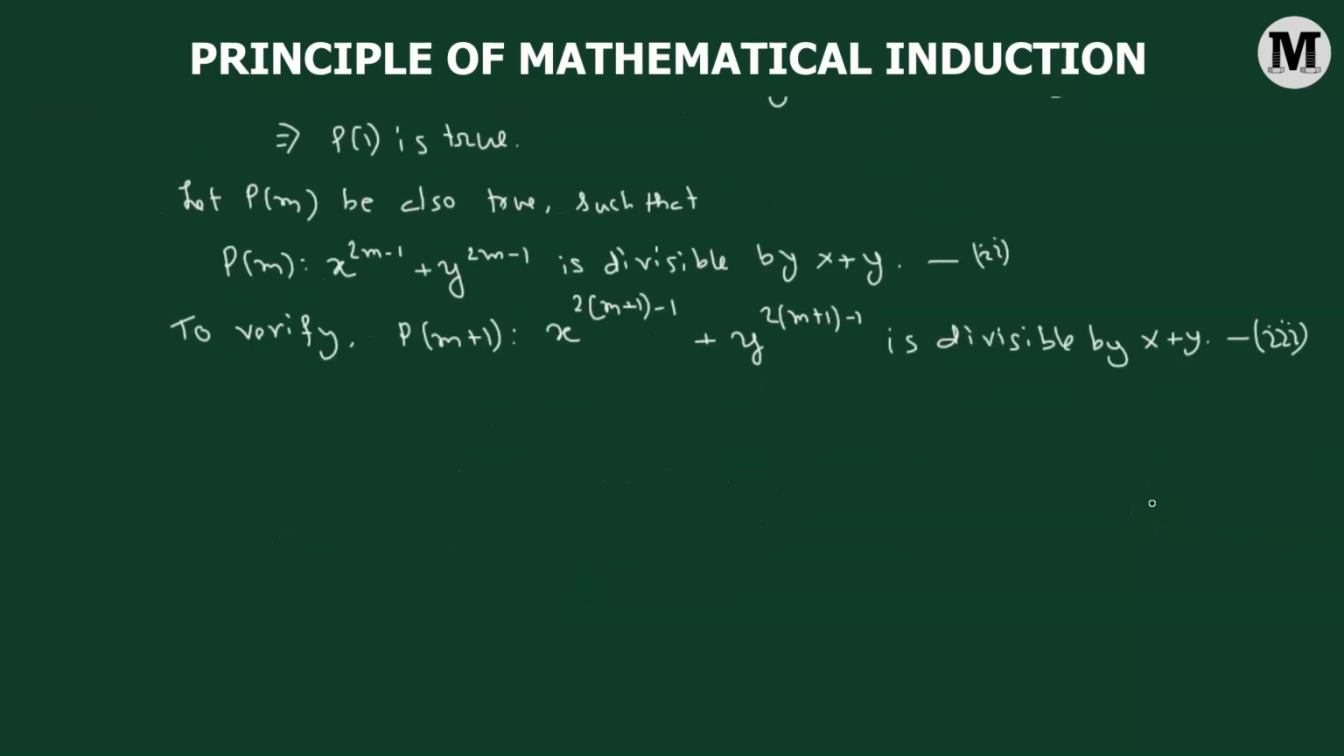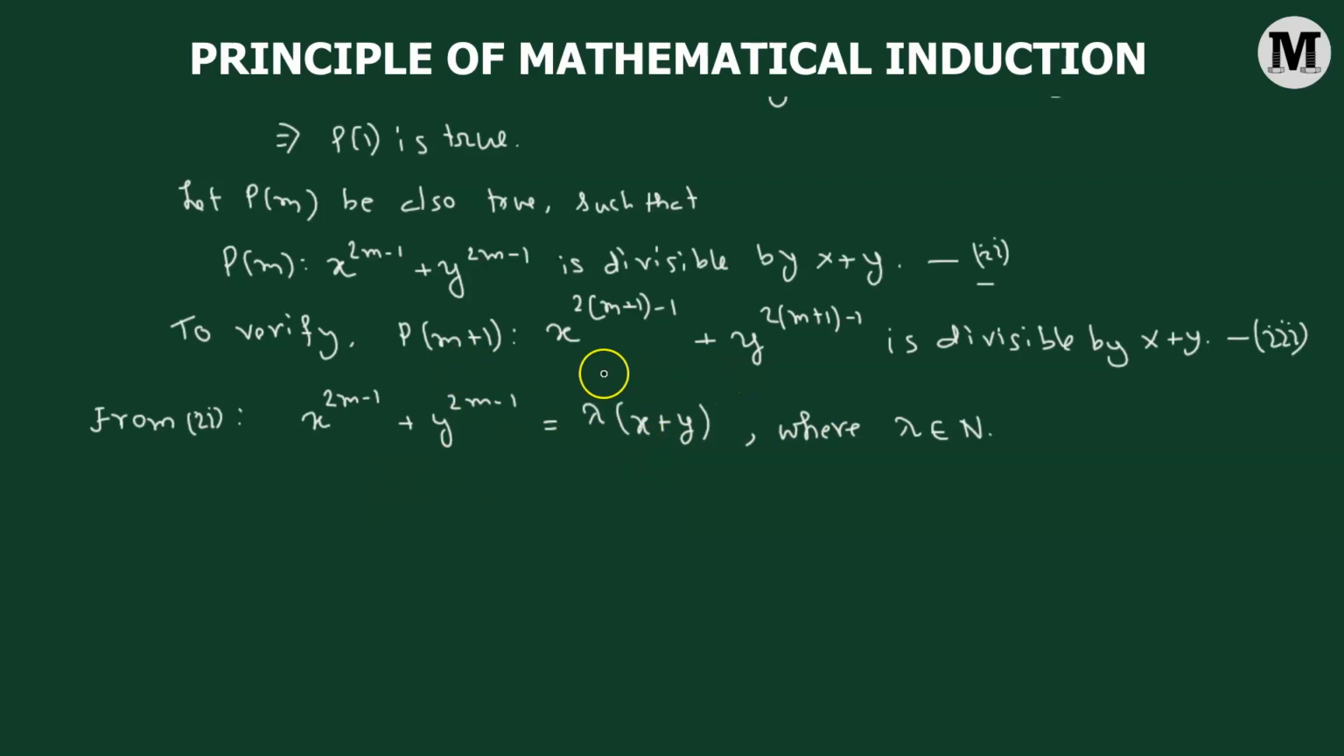Okay, now how shall we proceed? So let's take the help of statement number 2. From statement number 2, since it is given that our expression x raised to the power of 2 times m minus 1 added to y raised to the power of 2m minus 1 is divisible by x plus y, we can express it as lambda multiplied by x plus y. That means we can express it as a multiple of x plus y. Here we have considered lambda to be a natural number. Fine.